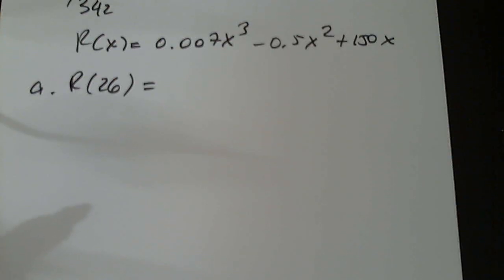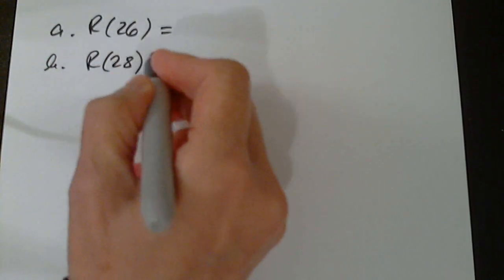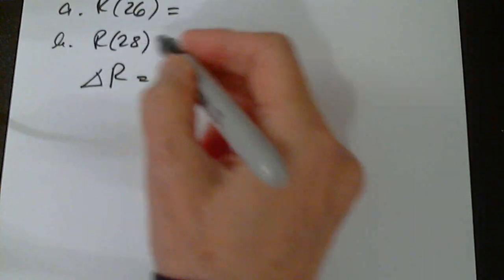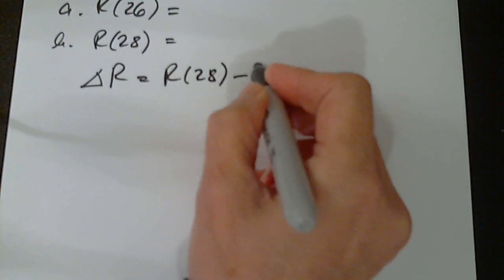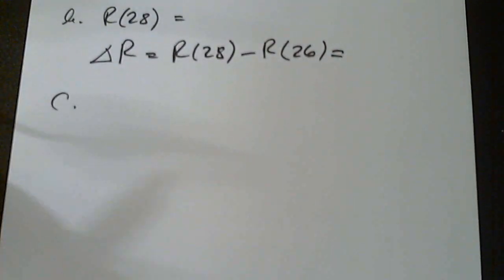Okay, let's continue. How much would revenue increase if sales increase from 26 to 28? So in part B, I have to find R of 28 and then the difference. So this is delta R, which is R of 28 minus R of 26. We're going to determine that in a minute with a calculator.